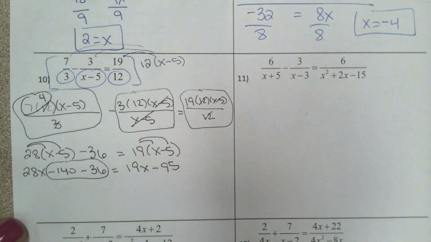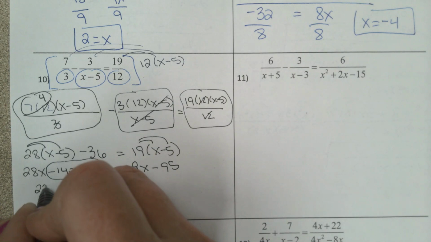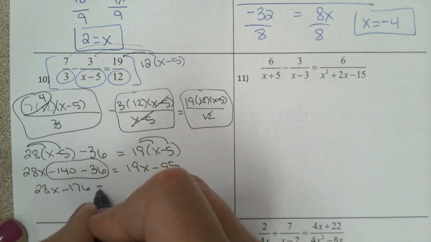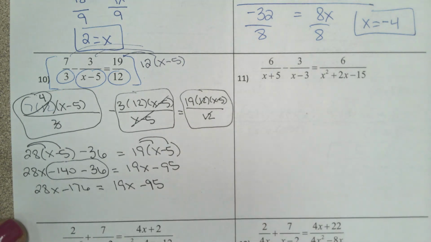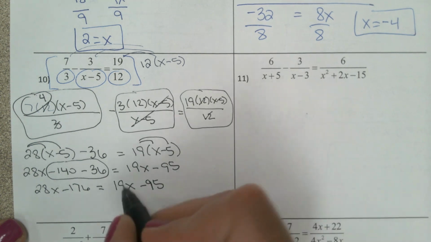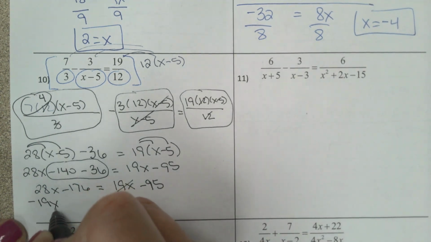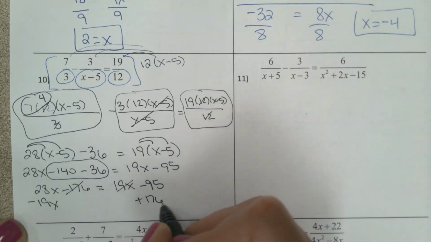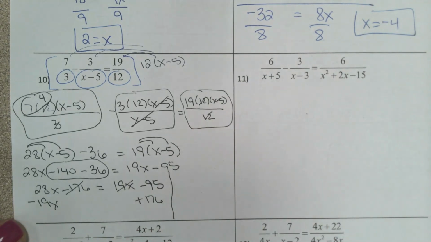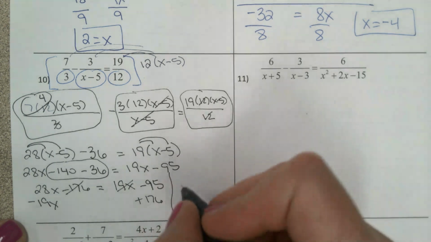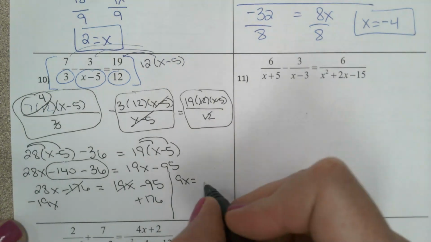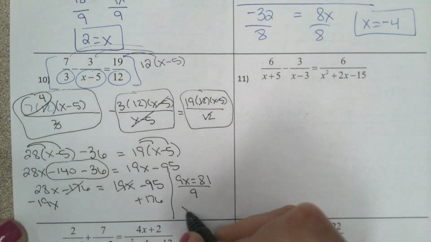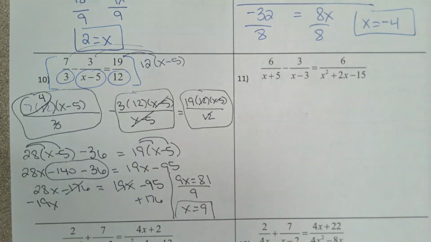I'm going to combine like terms with these numbers. 140 and 36. So now I have 28x minus 176 equals 19x minus 95. I'm going to move my letters over, so I'm going to subtract 19x and add 176. 28 minus 19 equals 9. And negative 95 and 176 equals 81. Divide and get x equals 9.